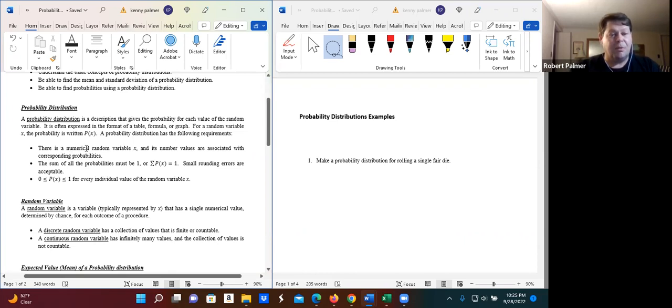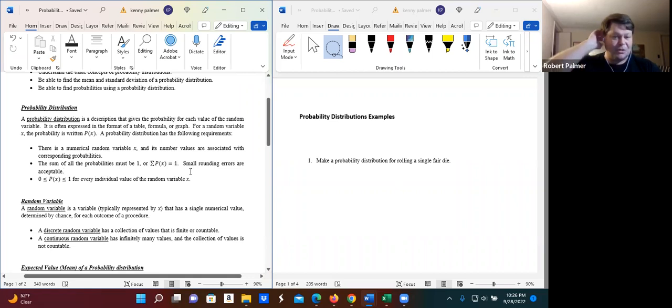So there's a numerical random variable, x, and its number values are associated with corresponding probabilities. The x is essentially your sample space, everything that can possibly happen, and for each one of those numbers, there's a probability of getting that number. The sum of all the probabilities must be 1, and this Greek letter sigma means sum, so the probabilities have to sum to 1.